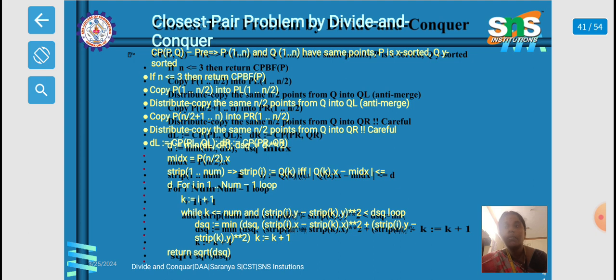Set dminsq equal to d squared. For i from 0 to num minus 2, do k equals i plus 1, then while k is less than or equal to num minus 1 and (S[k].y minus S[i].y) whole squared is less than dminsq, set dminsq to the minimum of dminsq and the squared distance between S[i] and S[k], then k equals k plus 1. Return the square root of dminsq.